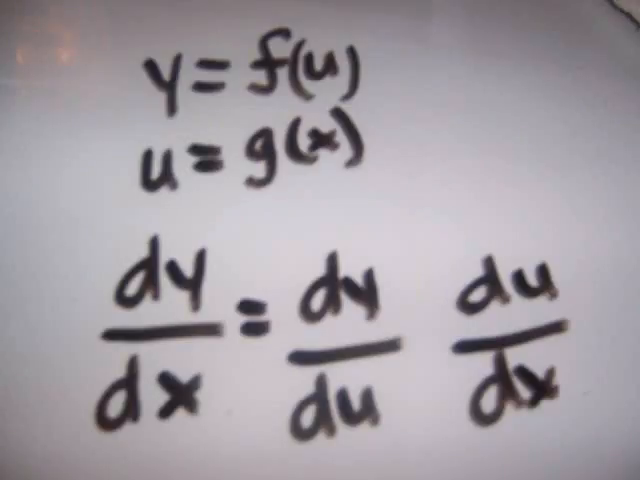This slide shows the chain rule as well, but in Leibniz notation. If y is equal to f of u and u is equal to g of x are both differentiable functions, then dy over dx is equal to dy over du times du over dx.